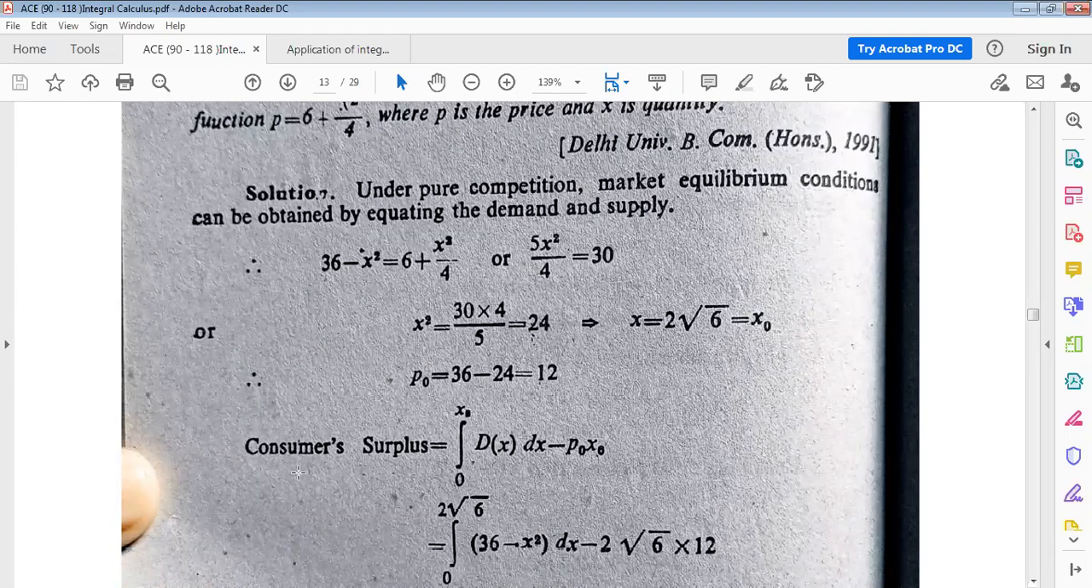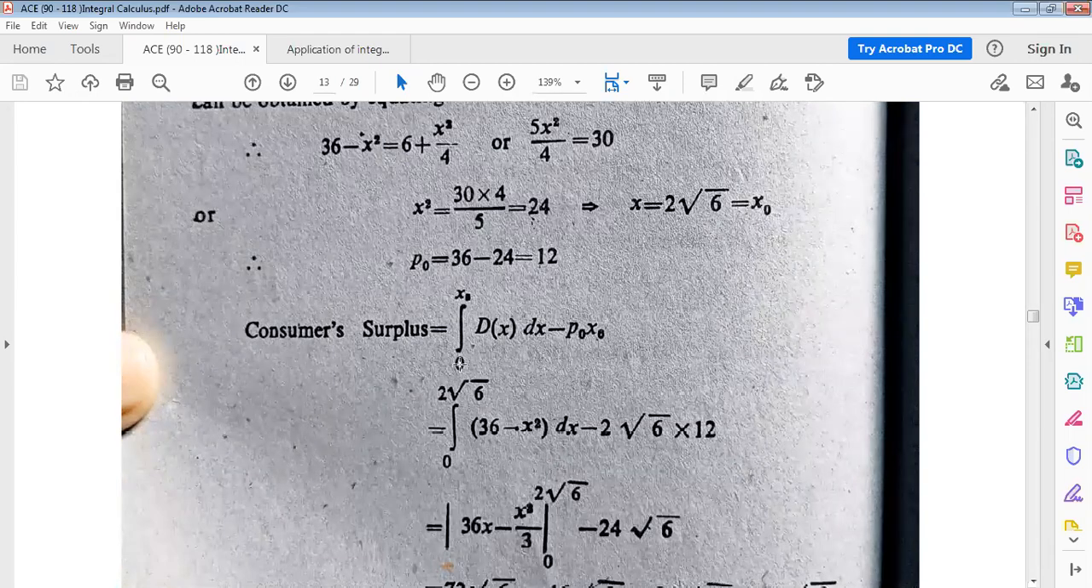So we know the consumer surplus formula: CS equals the integral from 0 to x naught of the demand function dx, minus x naught p naught. So from 0 to 2 root 6, the demand function is 36 minus x square dx, where x naught is 2 root 6 and p naught is 12.